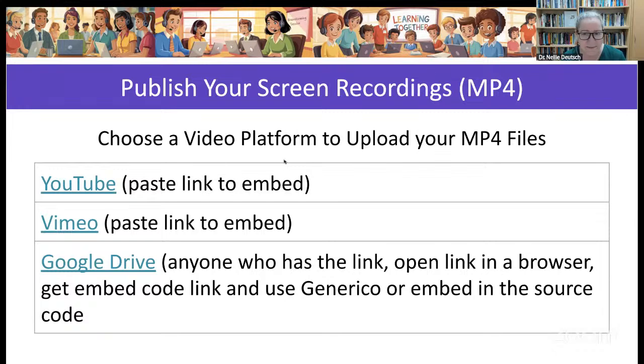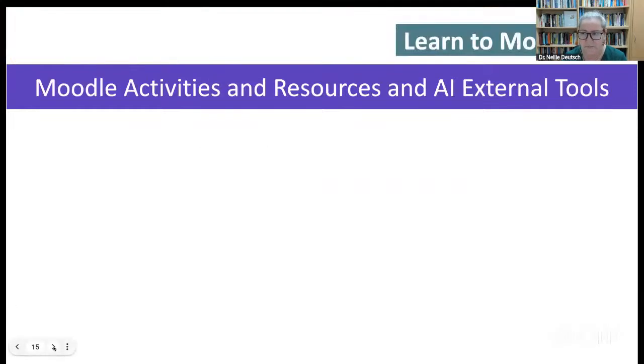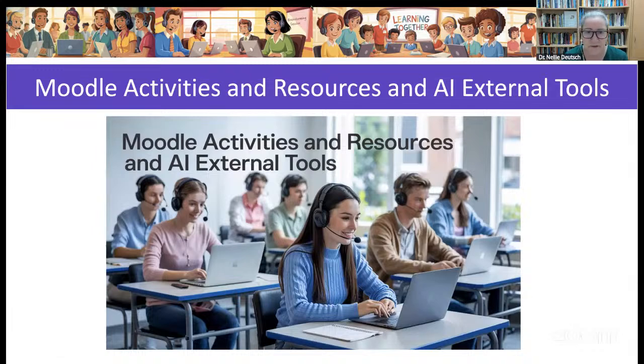And then this is how you publish. Now, you must have noticed that YouTube and Vimeo are responsive. In other words, you just need to paste them and they get embedded automatically in Moodle, in the message area, in the page, anywhere. But Google Drive, you need to go through a process, make it viewable by anyone who has the link, and then you get part of the embed code if you want to use Generico. And if you watch the video, it'll show you how to do that.